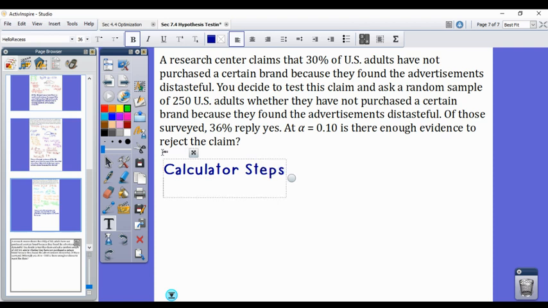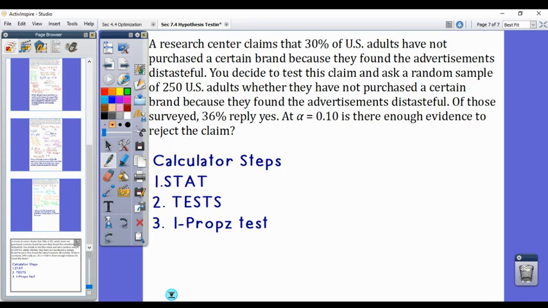Okay, so in your calculator, you're going to hit the stat button, and then you're going to hit test, and then you're going to scroll down to 1 prop Z test. Okay. All right, so let's just run through this like we have been doing with all of our labeling, and then we'll type all of it into the calculator.